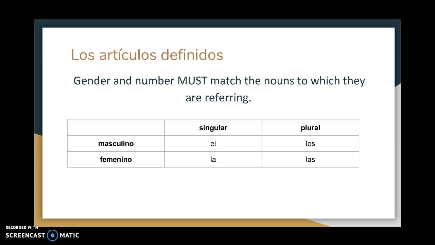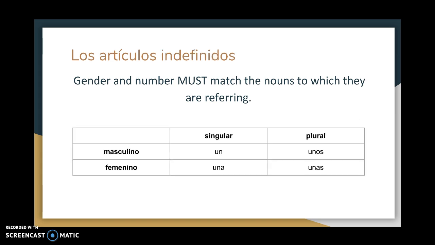Once you're done, restart the video and move on to los artículos indefinidos, or indefinite articles. We use los artículos indefinidos, or indefinite articles, to say a and an. And once again, they need to match the nouns that they're talking about in gender and number. To say a pen, we would say un bolígrafo. Some pens would be unos bolígrafos.